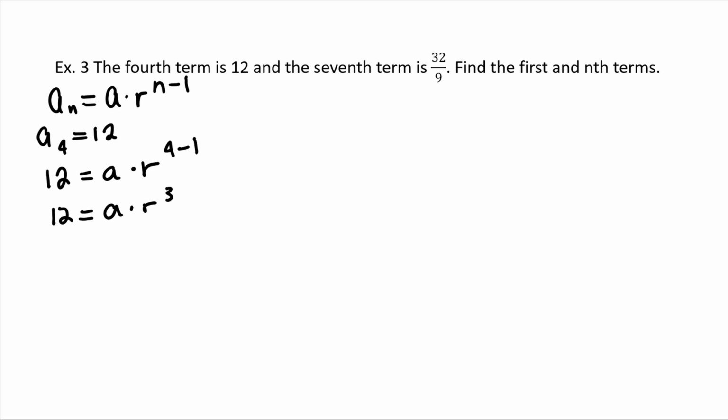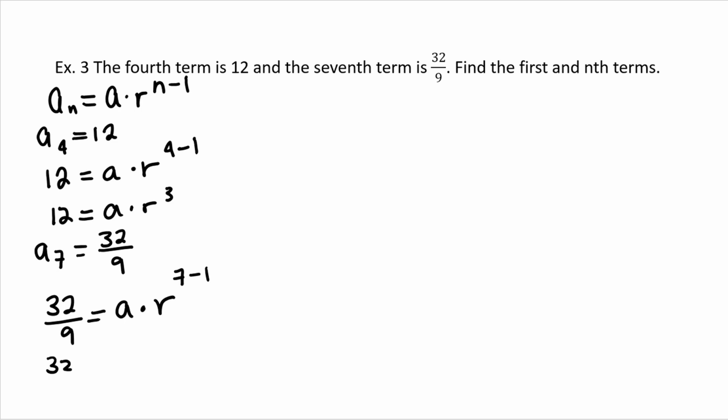Let's do that also for the 7th term. That is, a subscript 7 is equal to 32/9. Put that in the nth term for the geometric sequence. And so this will be equal to 32/9 is equal to a times r, raised to the 7 minus 1. So we can clean this up a little bit. We get 32/9 is equal to a times r to the 6th.